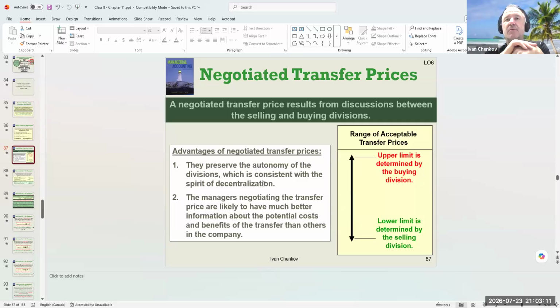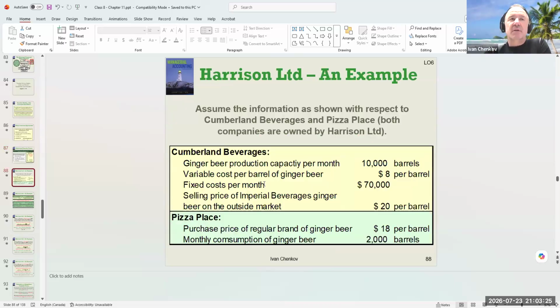Also, by negotiating the transfer price, managers are likely to have better information on the potential costs and benefits of the transfer when they're setting up the transfer pricing for the products between each other.